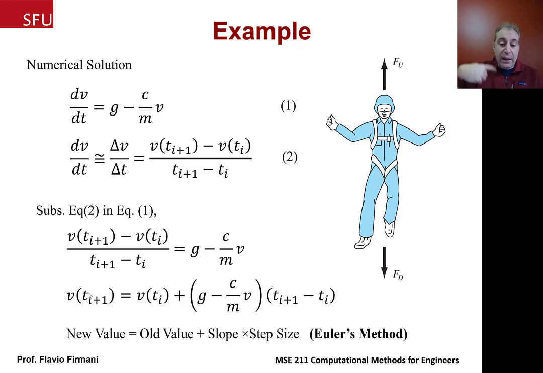So you're going to create a loop for a period of time, and eventually you can graph the velocity and how the velocity is going to change over time. Okay, so now we're going to solve the problem of the parachutist using the numerical solution.